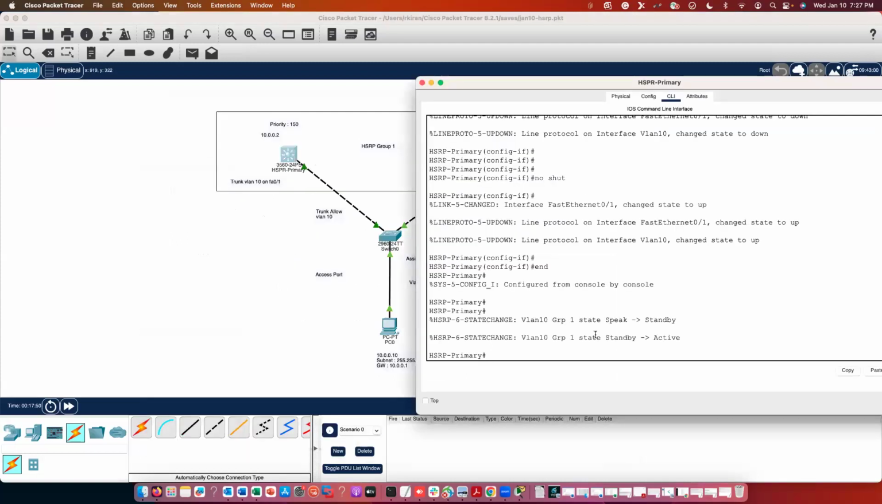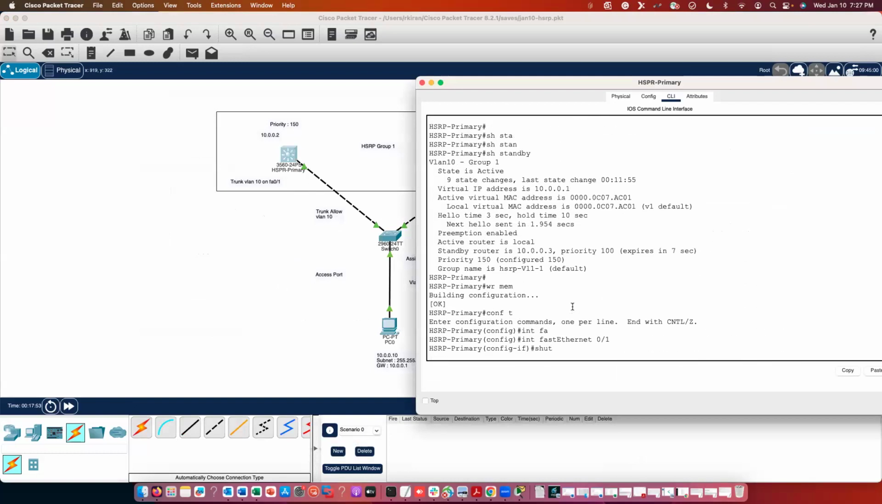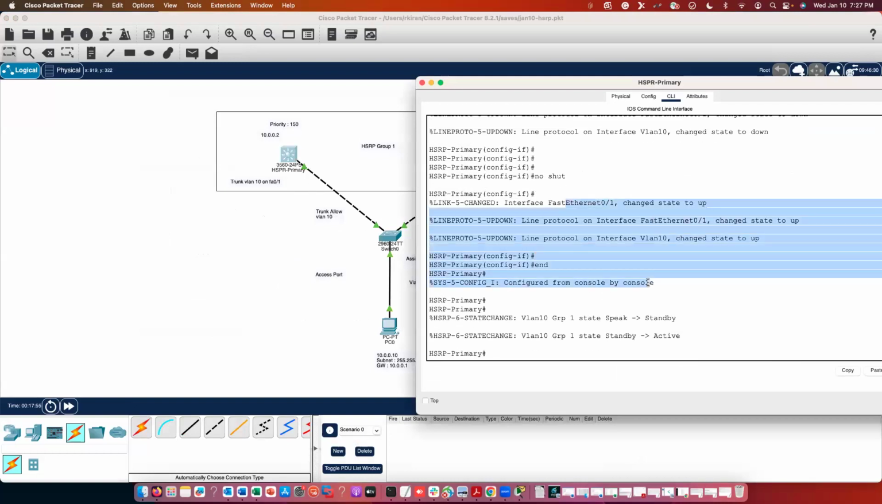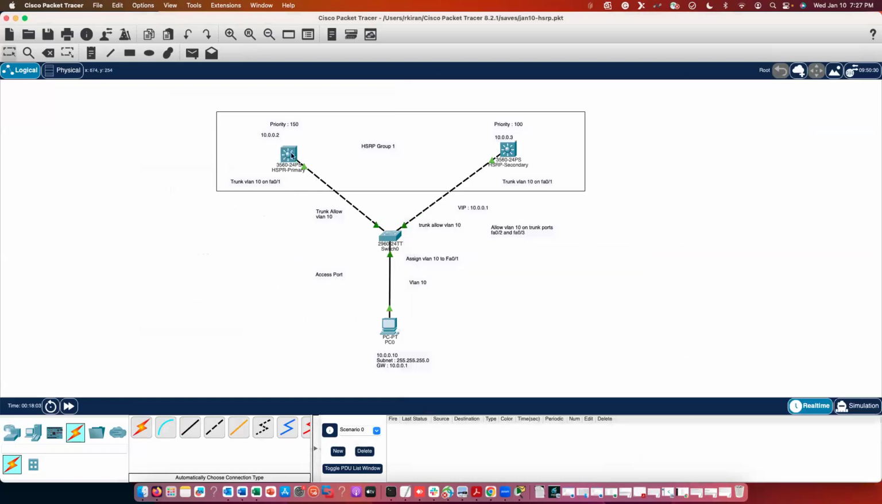Let's look at this one. Earlier, after we shut down, it was in standby. Now it has to be active. Yeah, state is active now. So now what I'm going to do is, instead of shutting down the link, this one's priority is 100. I'm going to make this priority 160. So this should take over the role of the primary now.